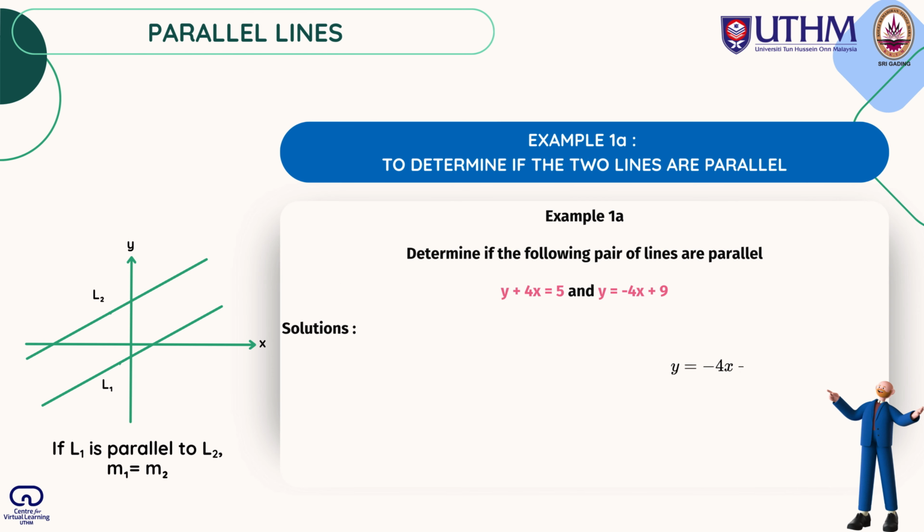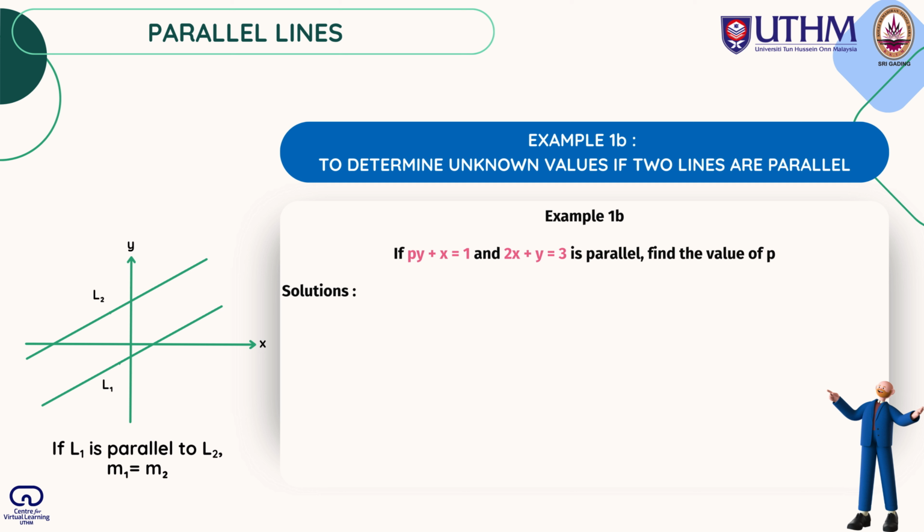Let's check if these two lines are parallel. First line, y equals negative 4x plus 5. Second line, y equals negative 4x plus 9. Both of the gradients are negative 4, so M1 equals M2 equals negative 4. Since the gradients are the same, these two lines are parallel.